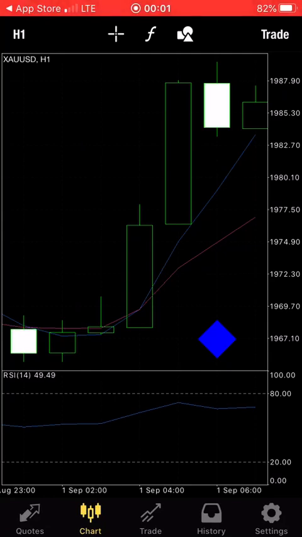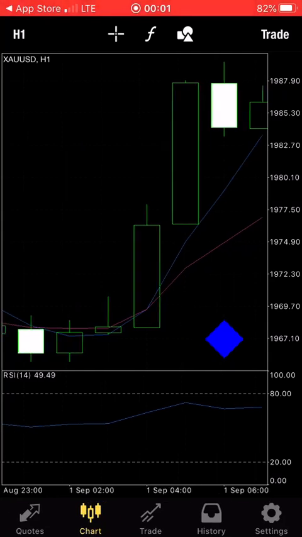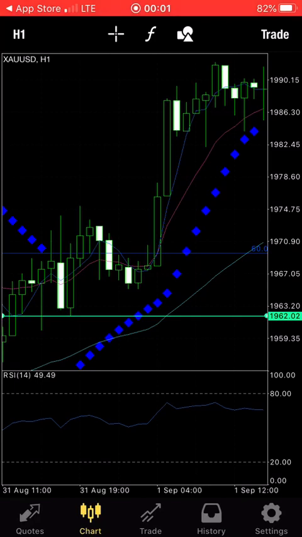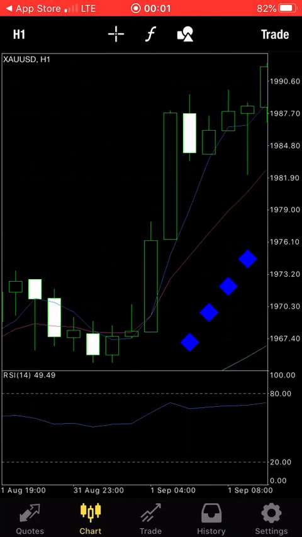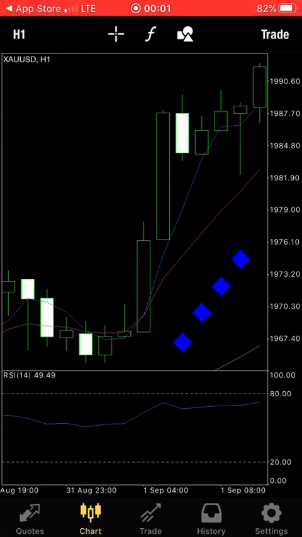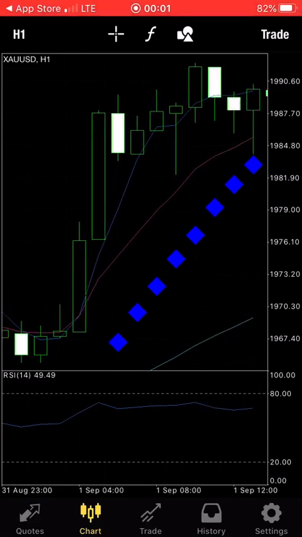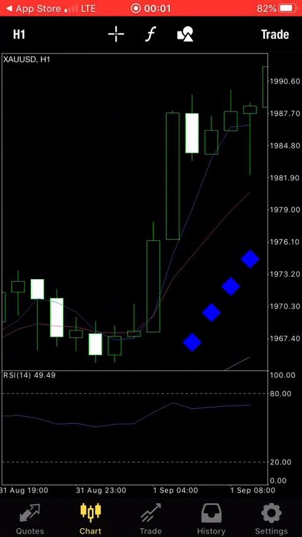And then you also see the moving average crossed again there, right? And the parabolic SARs are on the bottom, right? So that's pretty cool. So yeah, that's what's up. 1967, that would have been a very good trade setup right there.